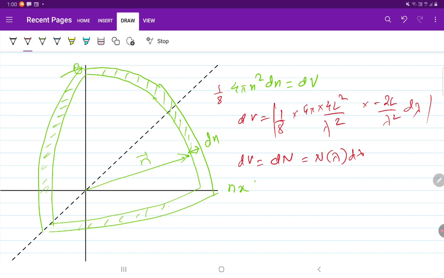And on further evaluation you will get 4L³/λ⁴ dλ × π. Since we consider a box of length L, L³ can be written simply as volume. So it will be volume times π × 4/λ⁴ × dλ. You will get the number of states possible in a thin spherical quadrant.